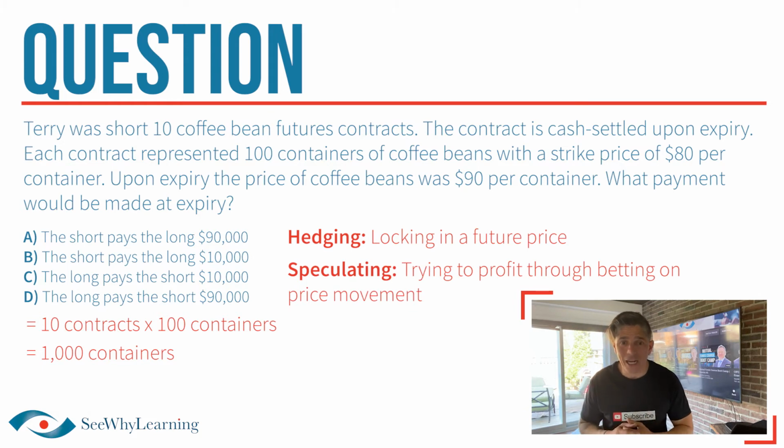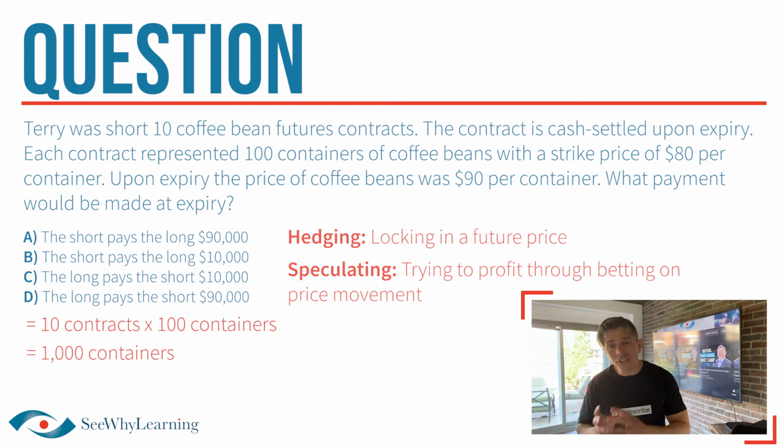Another investor might be just speculating. Maybe Terry has no interest in coffee beans at all, and she's just betting on what way the price may move, and trying to profit from that speculation, if she's right. So again, futures contracts can be used to either hedge or protect a position by locking in a sale or purchase price, or they can be used to speculate.